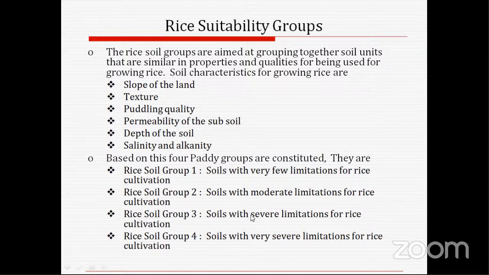And if we go to group 3, there will be severe limitations. And in group 4, we can see very severe limitations. So please note this down. In rice soil group 1, very few limitations will be there. Rice soil group 2, there will be moderate limitations. Rice soil group 3, there will be severe limitations. Rice soil group 4, there will be very severe limitations. So these are the conditions which prevail for paddy in the rice suitability groups.